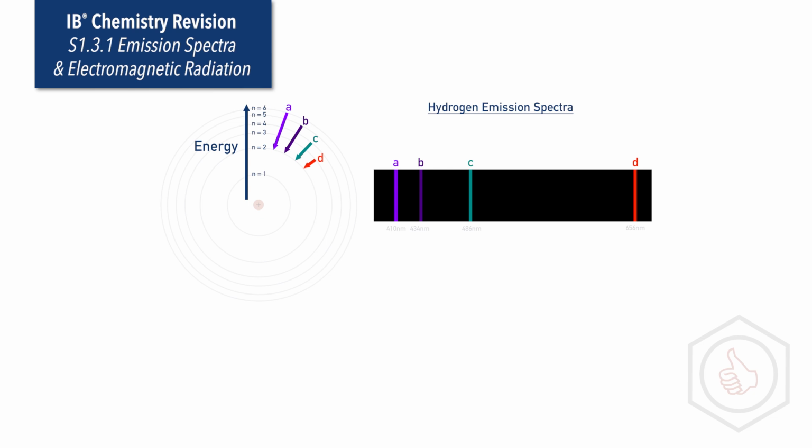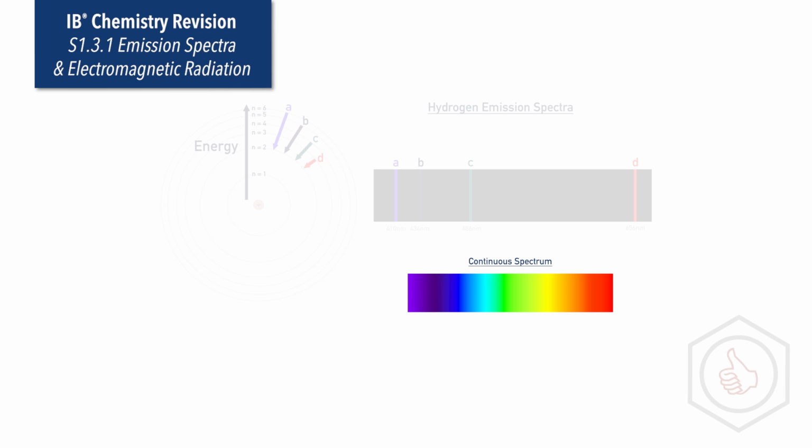A continuous spectrum contains all visible wavelengths of light without any gaps in it. It looks like a rainbow. All the different possible wavelengths of light are present.